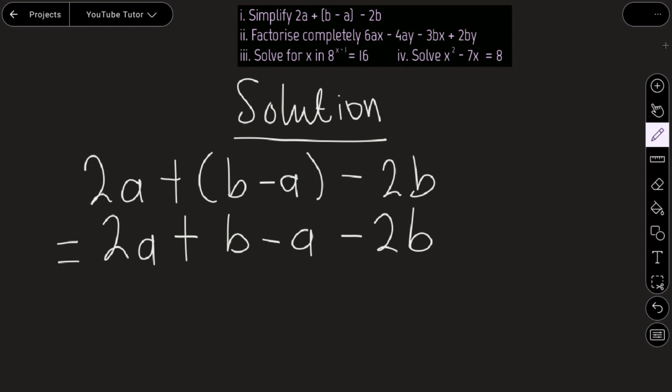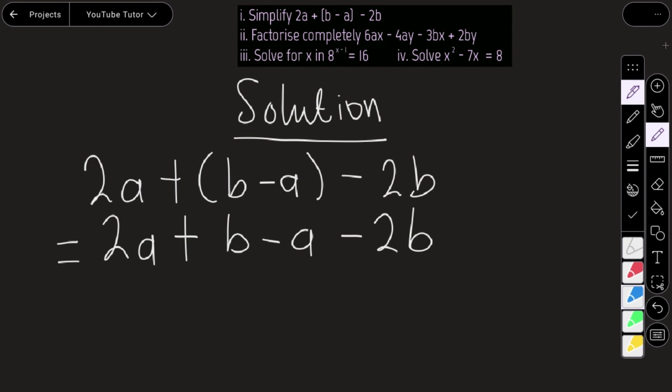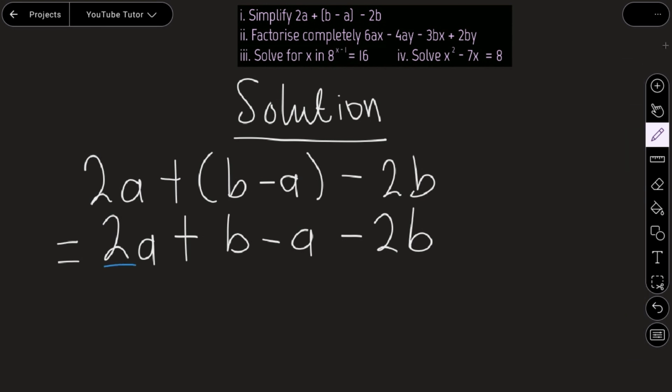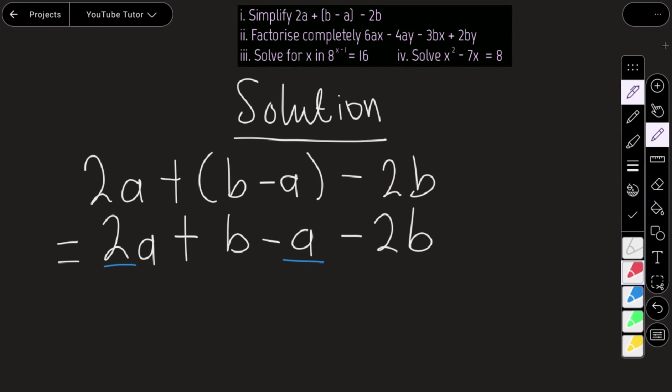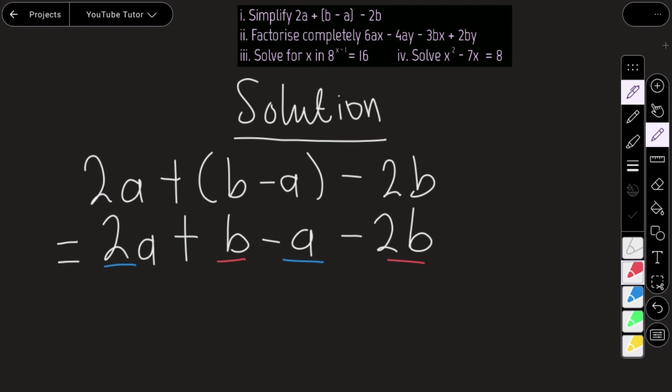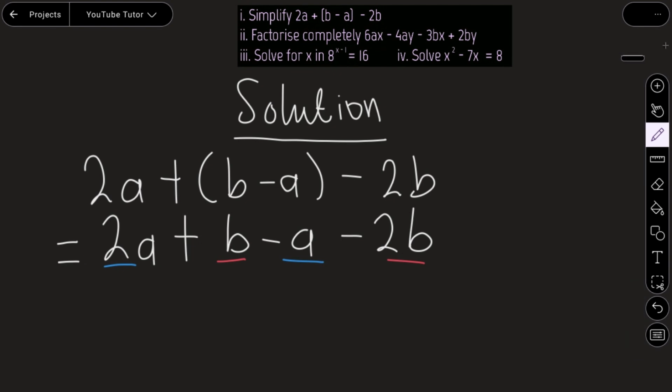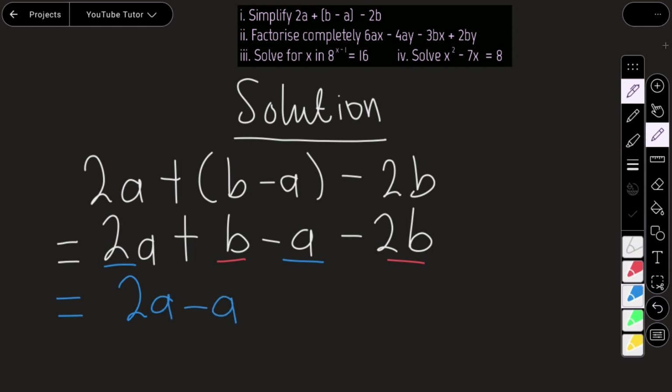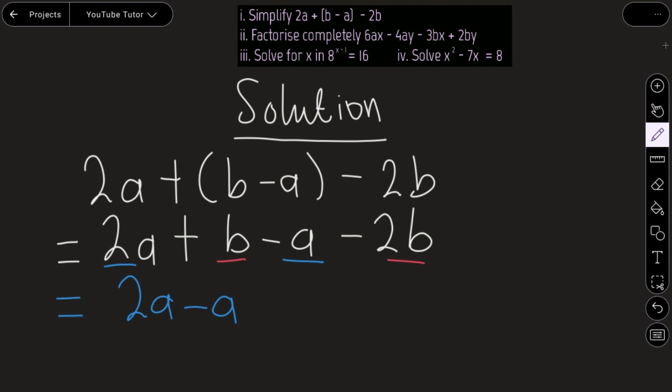Now let me change the pen and show you something. We have like terms here. Okay, let me use another color. B, B, and A, A. So with that, I'm just going to rewrite them as 2a minus a and plus b minus 2b.